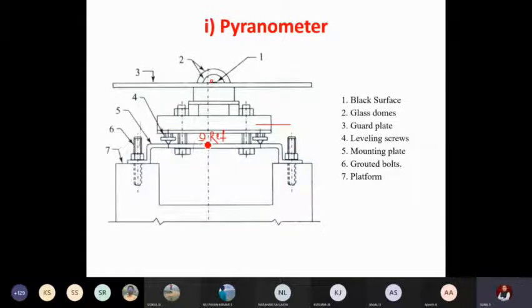Whereas this point will sense a much higher temperature. The difference in temperature will be sensed by the thermocouple and a voltage will be generated. Based on this voltage, you can calculate the amount of solar radiation falling. Is it clear?